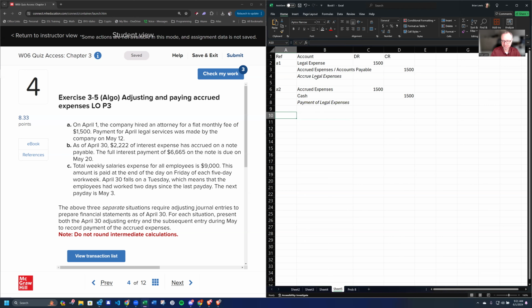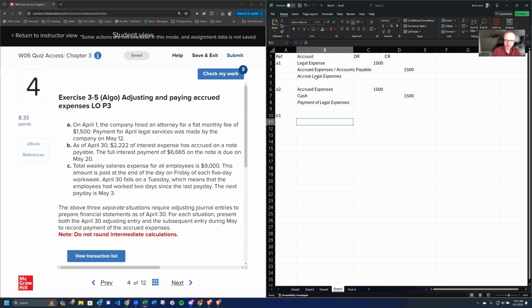Okay, now B, probably B1 and B2, right? B1. As of April 30th, 2,222 of interest expense has accrued on a note payable. The full interest payment of 6,665 on the note is due on May 20th.